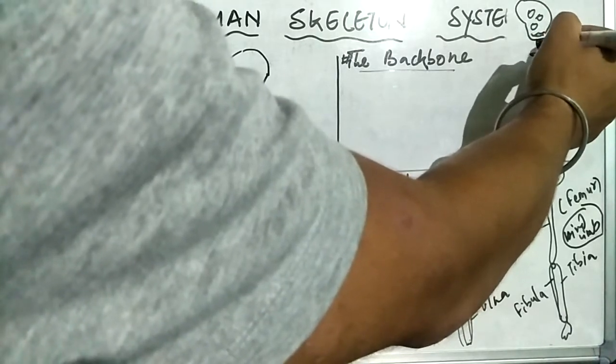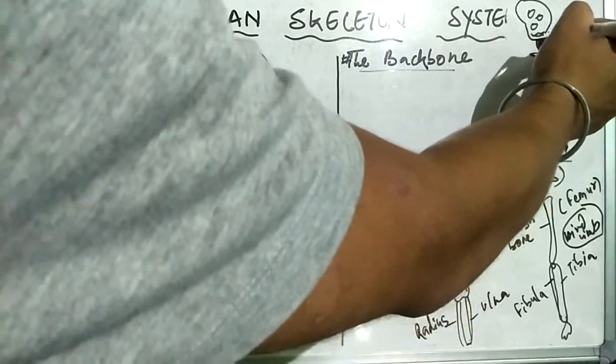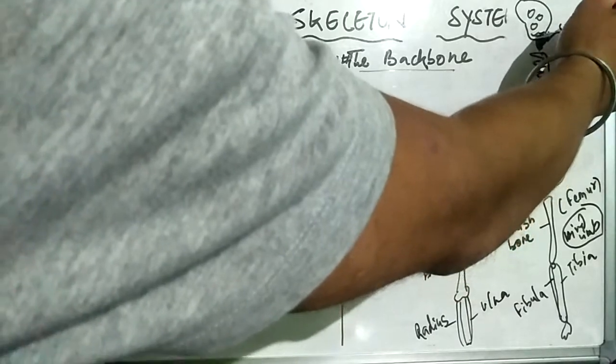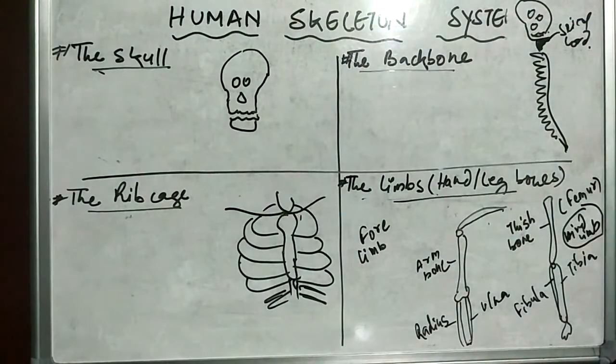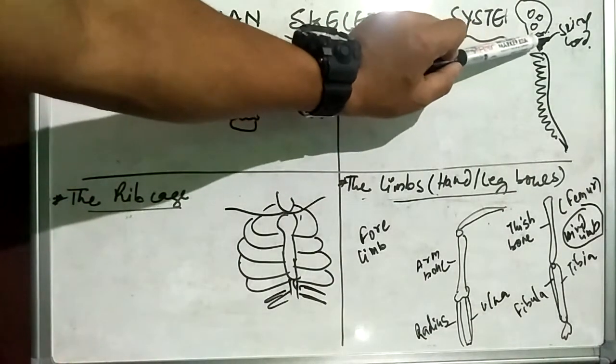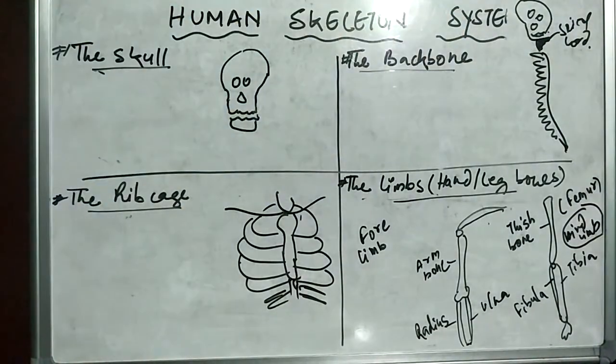Okay, this section where it is joined from the back, that is called the spinal cord. This is called the spinal cord. So this part of the body's bones is called the spinal cord. Now next we go with the rib cage.